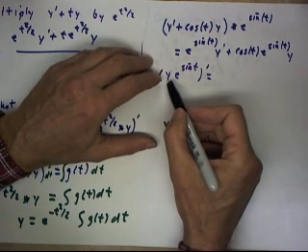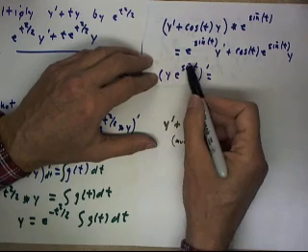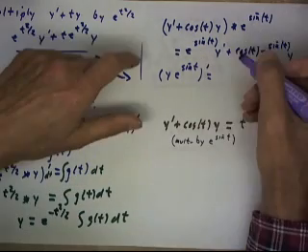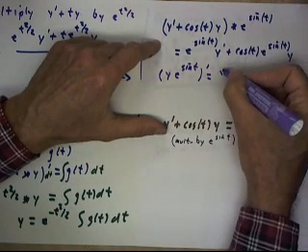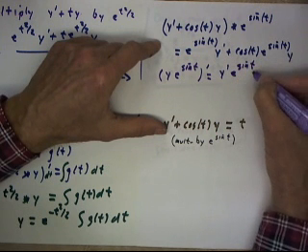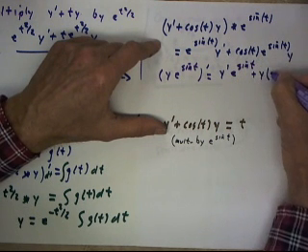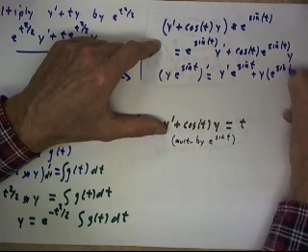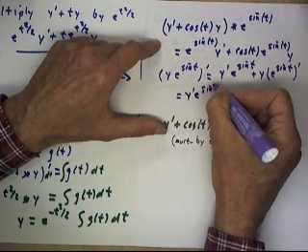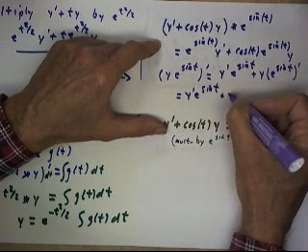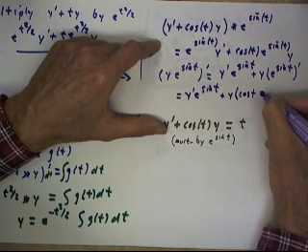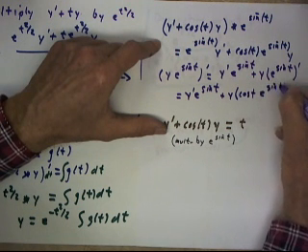Now let's consider the expression (y e to the sine of t) prime. What do we get when we take that derivative? We get y prime times e to the sine of t plus y times (e to the sine of t) prime, which equals y prime e to the sine of t plus y times cosine of t e to the sine of t.